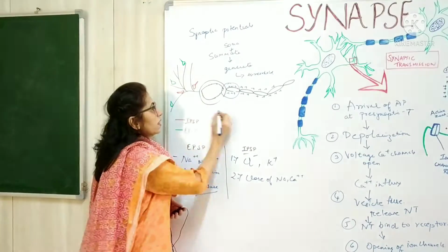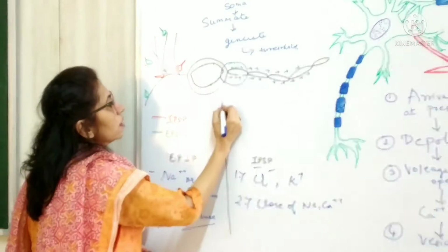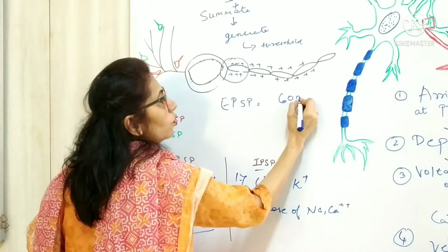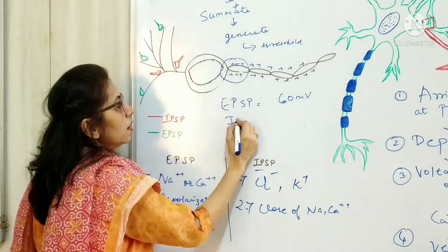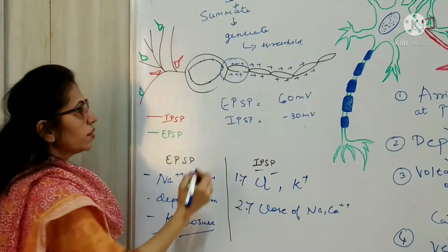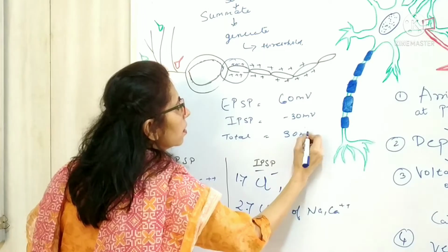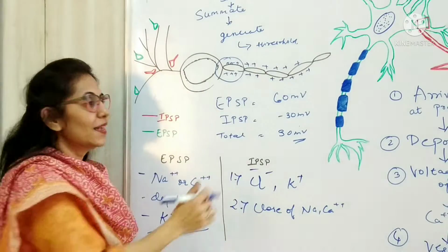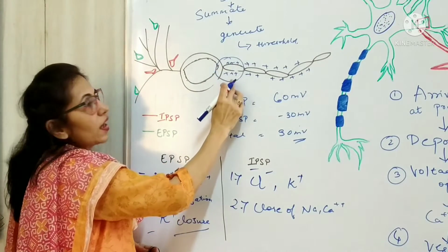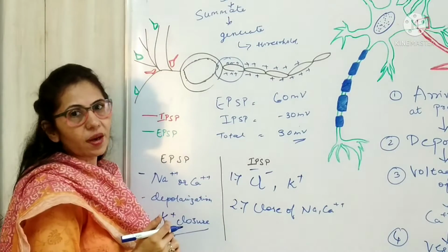Okay, so now we will take an example of how this summation occurs on the soma. Suppose the EPSP produced on the postsynaptic neuron has a voltage of around 60 millivolts and the IPSP produced has a voltage of minus 30 millivolts. So the algebraic sum will be a 30 millivolt threshold. This 30 millivolts is sufficient to stimulate the axon hillock and the initial segment, and that will cause propagation of an action potential in the postsynaptic neuron.